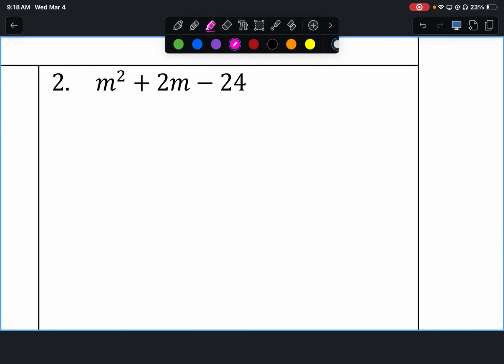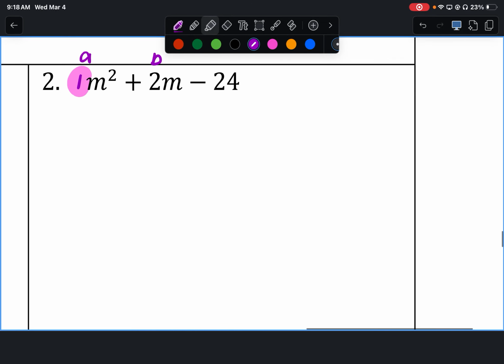All right, for number 2, what is our A term? 1. What is our B term? For number 2, yep. What is our C term? All right, so now we're going to go ahead and factor this. So what multiplies to give us A times C? What is A times C? And what adds to give us B?